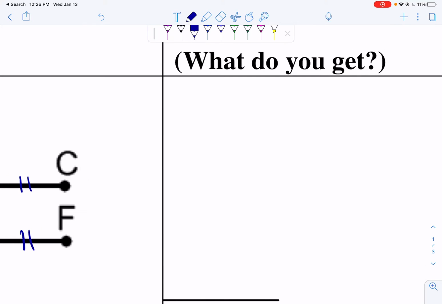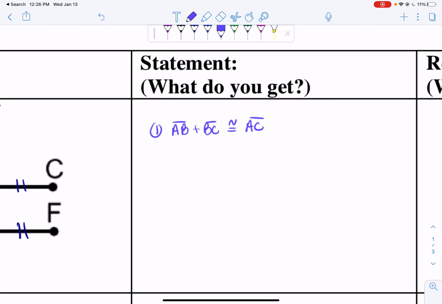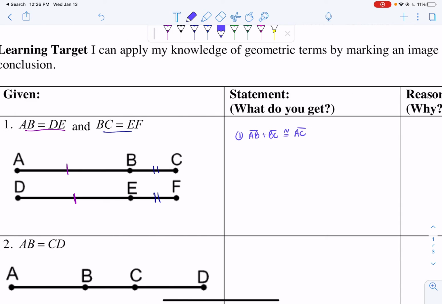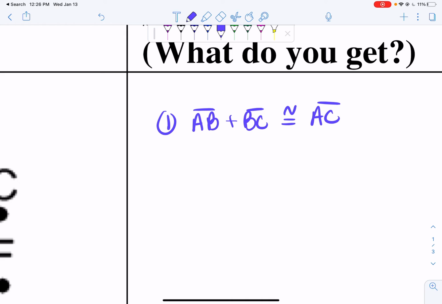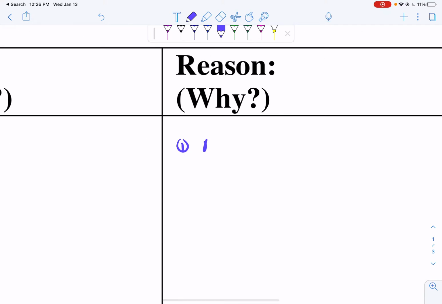So my first statement is going to be AB plus BC is equal to, or congruent to, segment AC. So I'm basically doing part plus part is equal to my whole. You always need to make sure that you do part plus part is equal to your whole. I can also combine statements to make just one statement. I can say DE plus EF is congruent to DF. And my reasoning for this is addition. I'm adding my segments together.